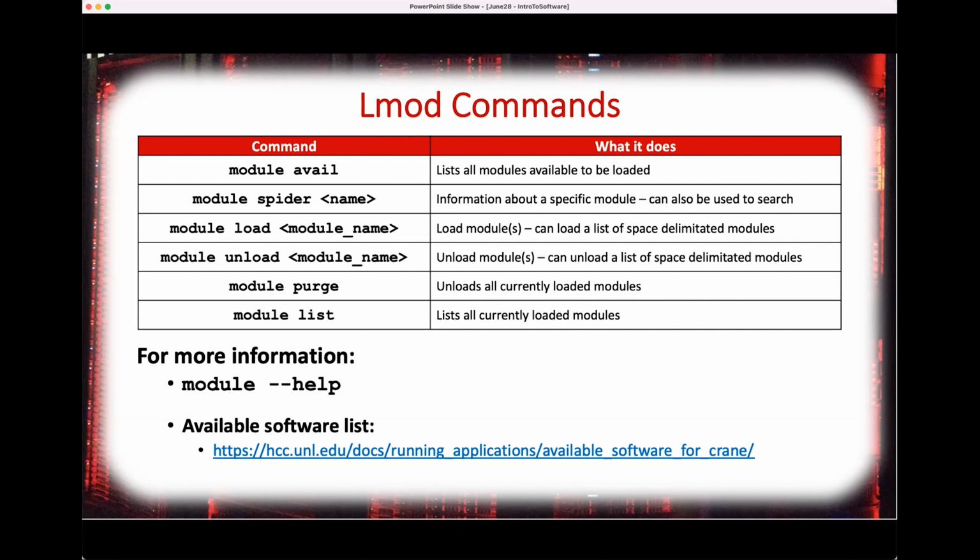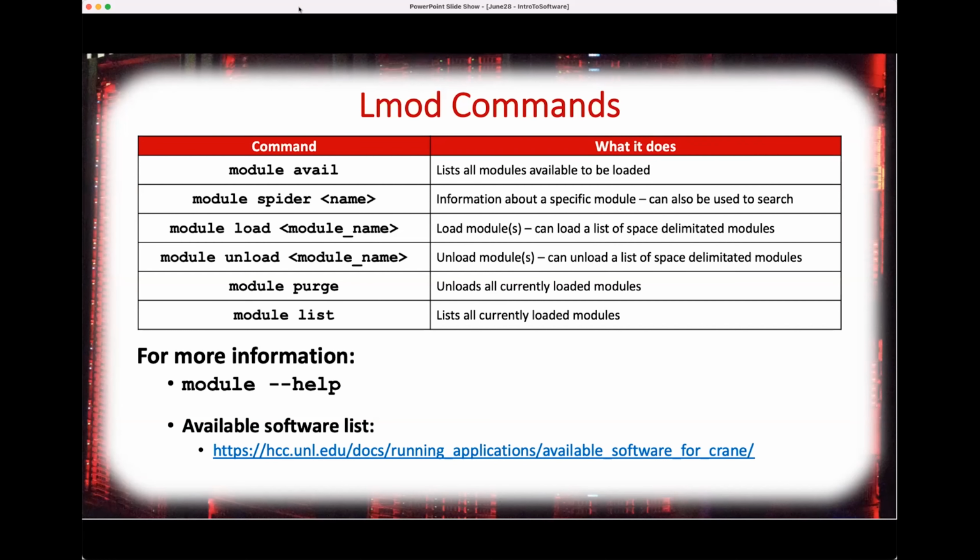So the two main commands are module load and module unload, and they do what they sound like. They will either load or unload a module. So module load Python 2.7 does things in the background to make that version of Python available, and module unload Python 2.7 will basically undo those changes. Module purge basically unloads all the currently loaded modules. So if you want a completely clean environment, you would run module purge. And module list will list the currently loaded modules.